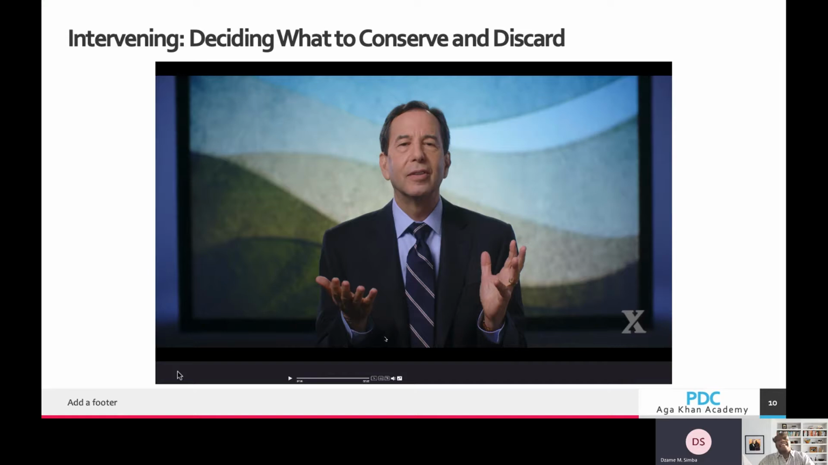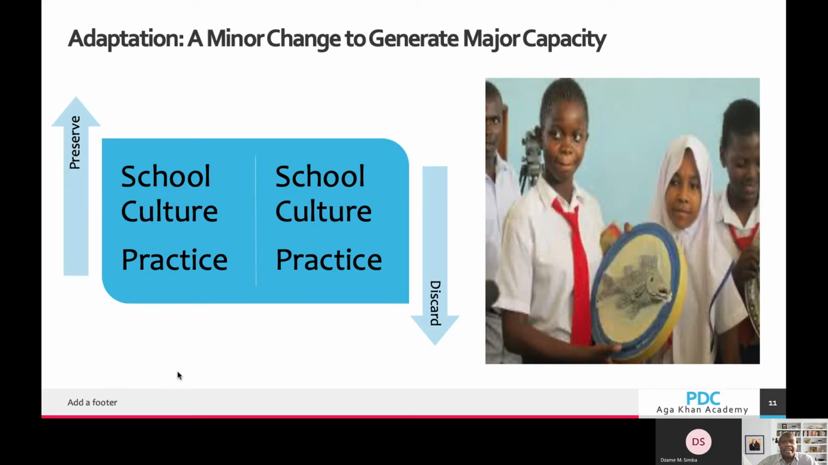So you can see that deciding on what to leave and what to discard is very, very important, but then you have to do a lot of observation, as you have seen the way he has done. And therefore, within our school cultures, as we are looking at what to bring out and what to keep, is very, very important. And sometimes, as you have said, you need to make a minor change to generate a major capacity. It's for you to understand where you are in your school and what needs to be done.